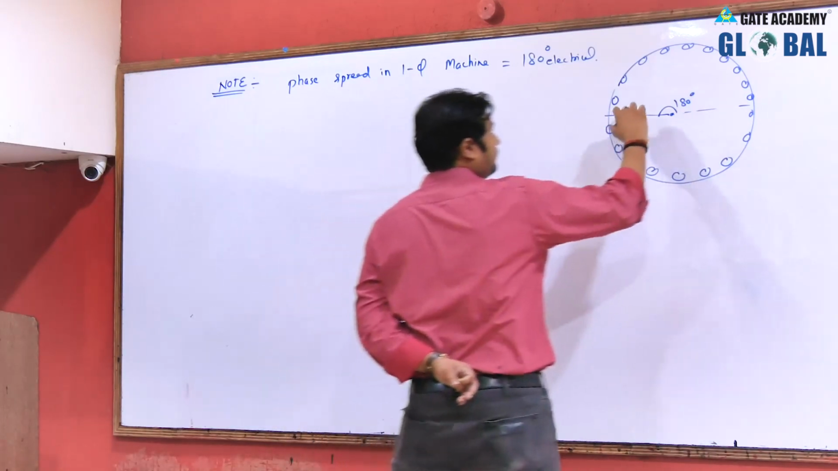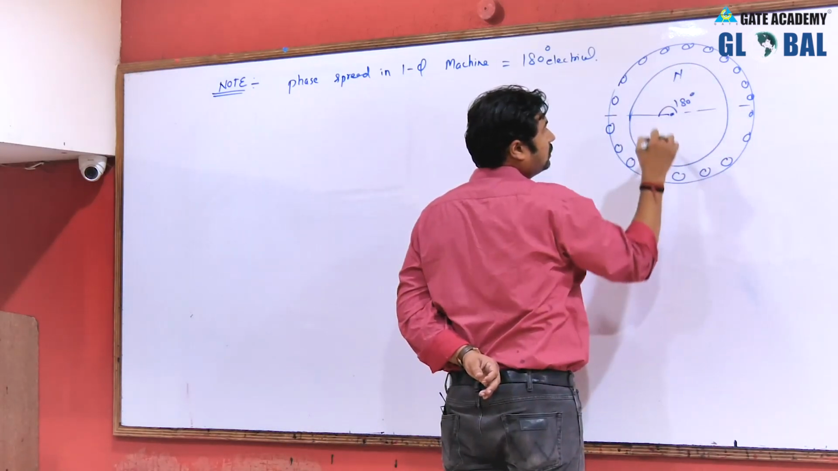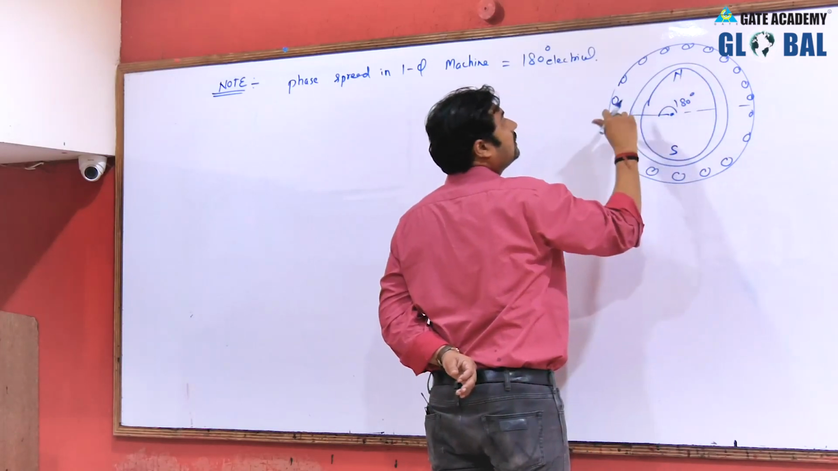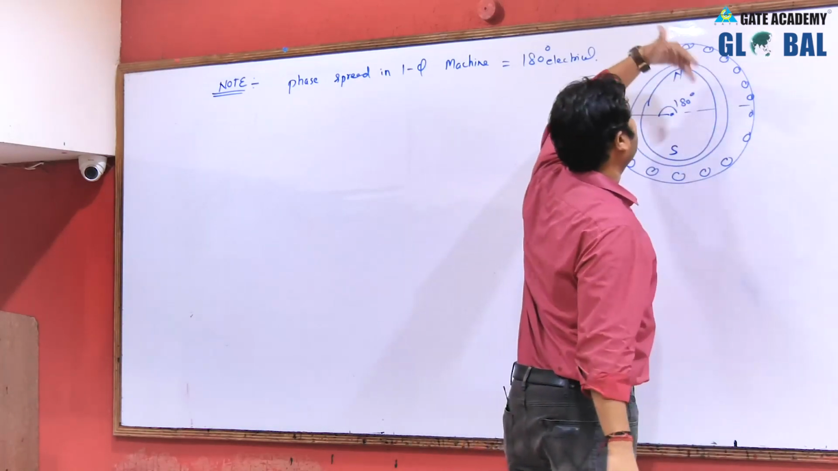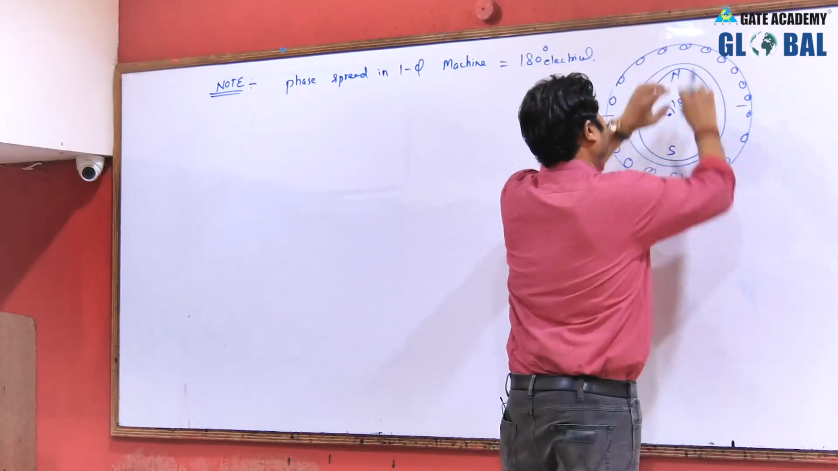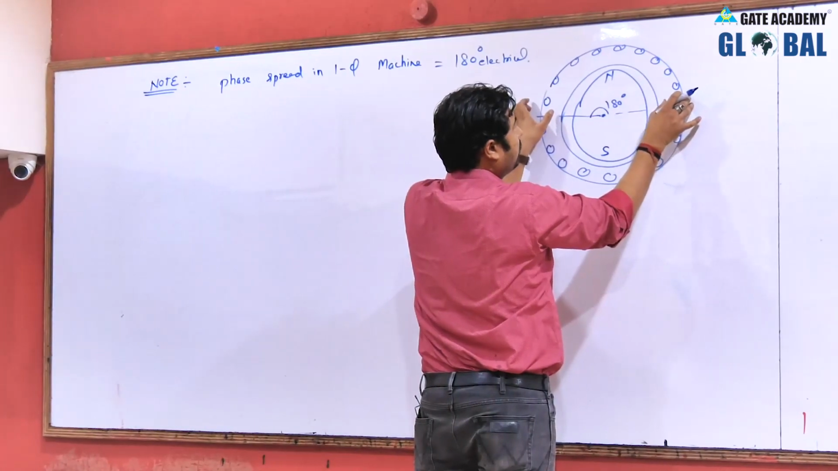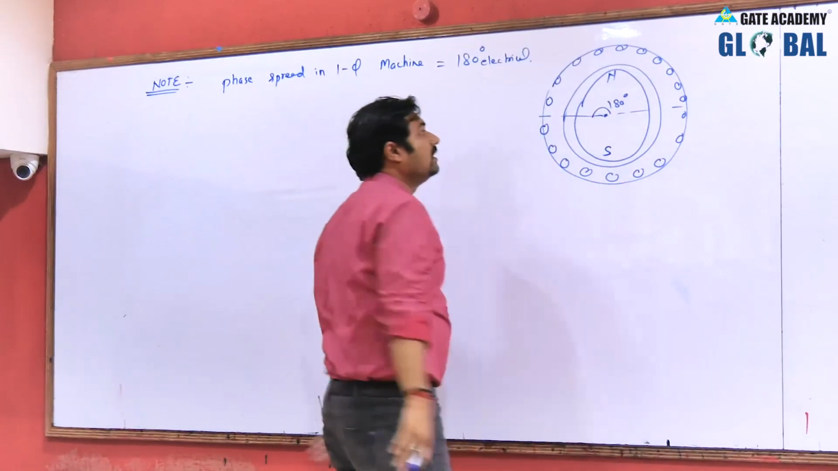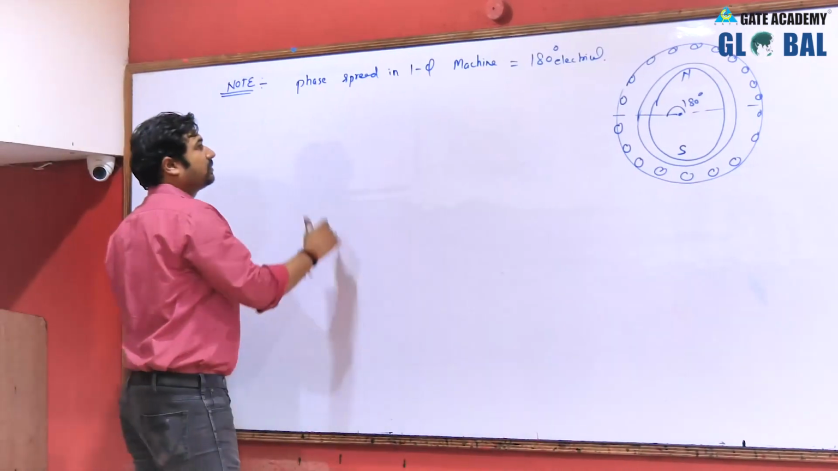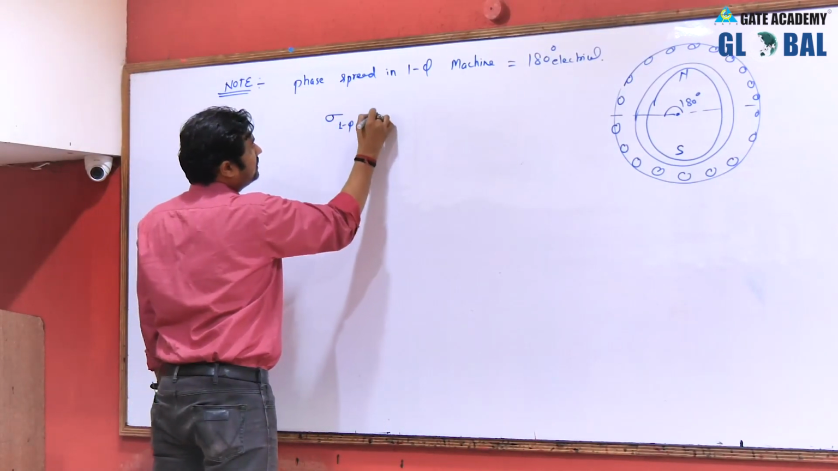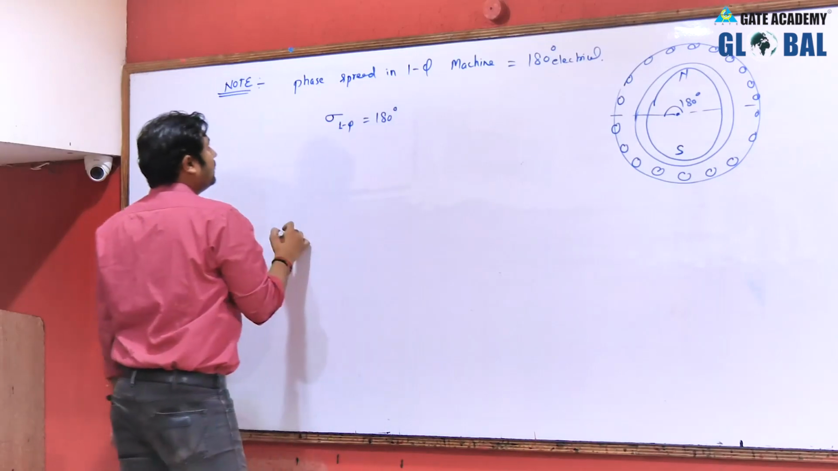Okay. So you can say if this is your north and this is your south of the rotor, then north and south of the rotor will decide this upper half as north, lower half as south, and all these are connected in series. So these conductors are under the influence of north and these conductors are under the influence of south. In that particular case, phase spread is equal to 180 degree. So phase spread for single phase is 180 degree electrical.